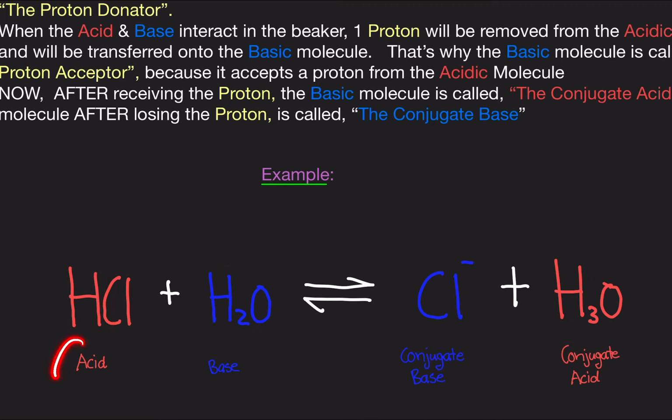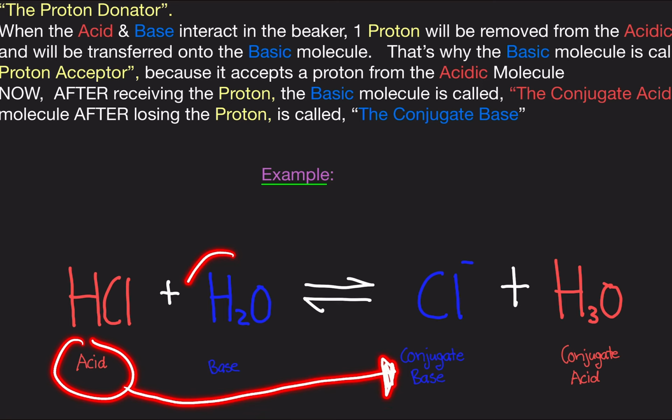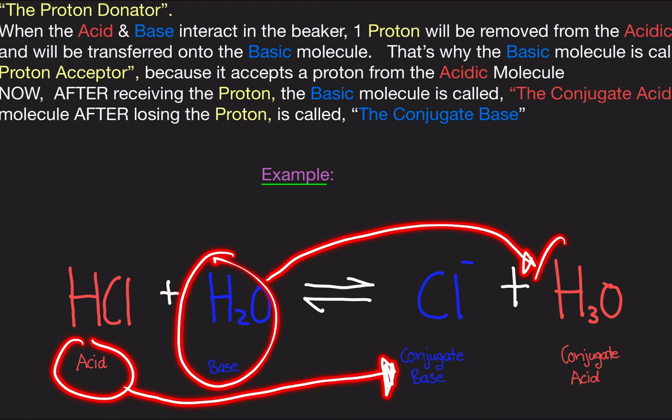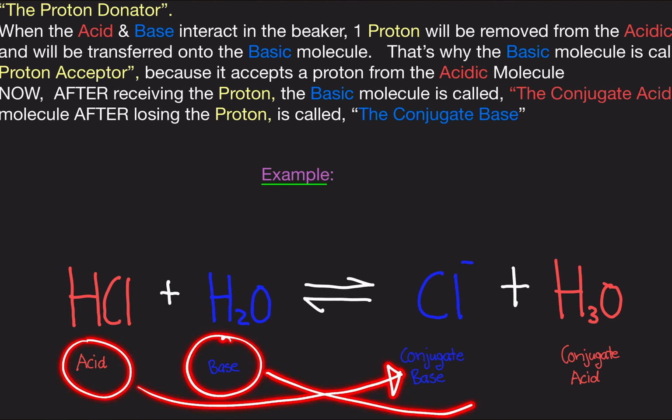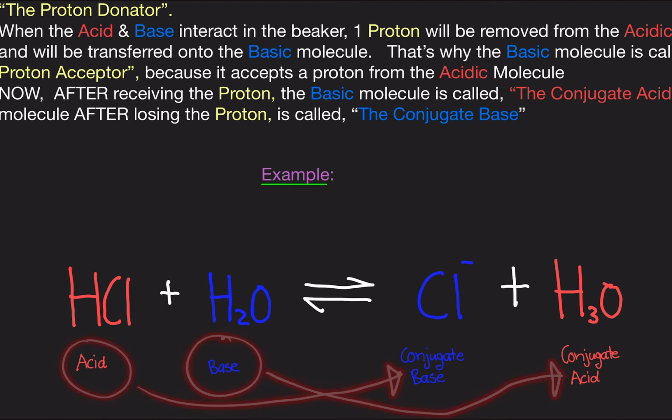So the acid has now turned into the conjugate base. The base has now turned into the conjugate acid here. So it's basically flip-flopping here. The acid turns into the conjugate base when it loses a proton. The base becomes the conjugate acid when it gains a proton.